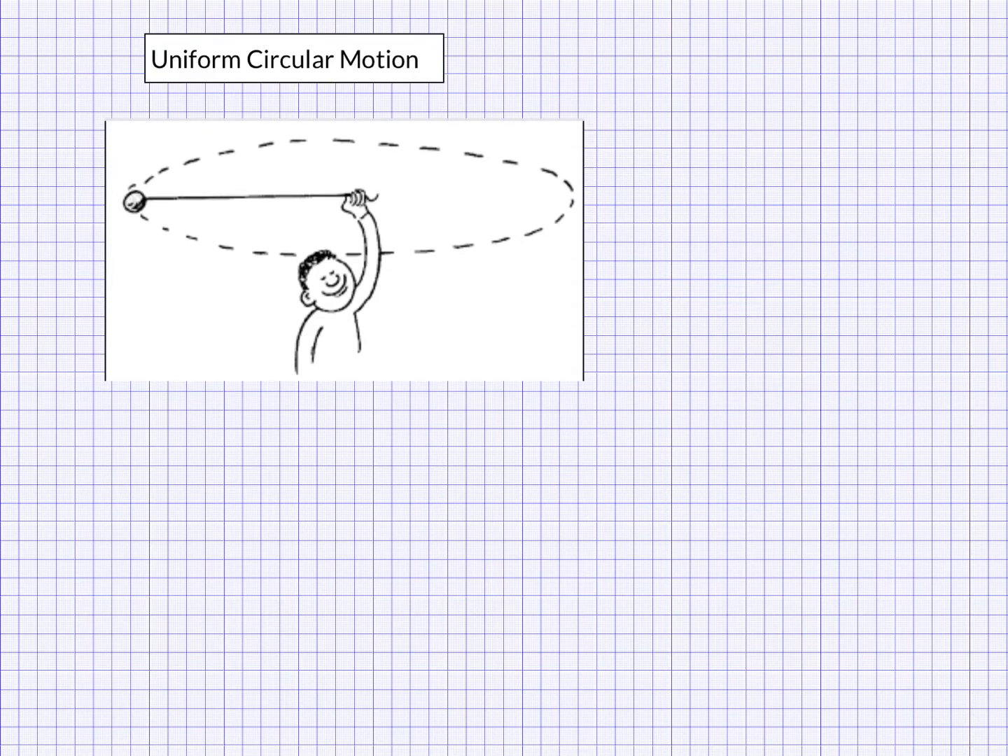Hello everyone, today we're going to look at uniform circular motion, and specifically the first two equations you might come across, which I'm going to give away right away: the speed of something in circular motion is 2 pi r over the period, and the centripetal acceleration is v squared over r. That's where we're going to get to.